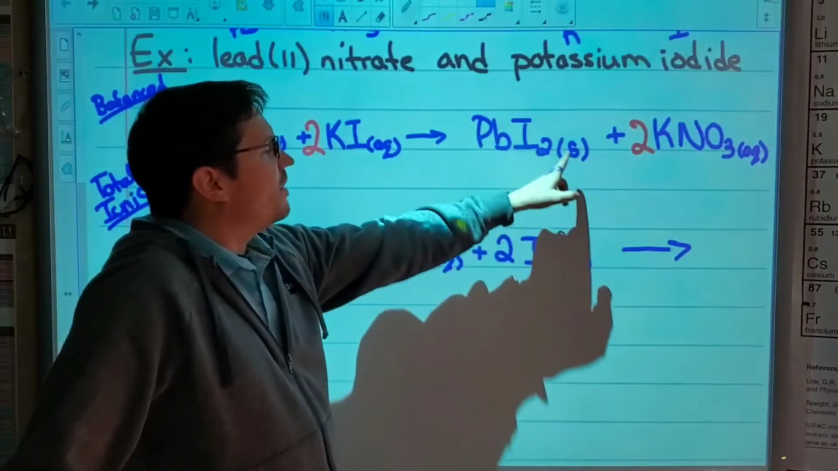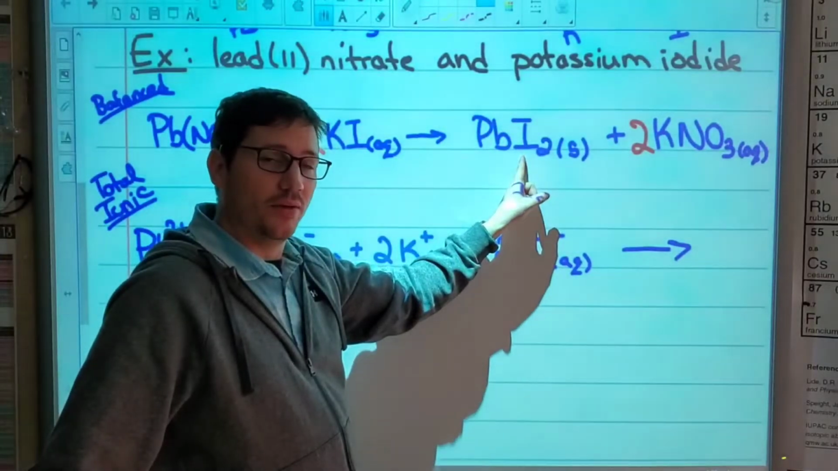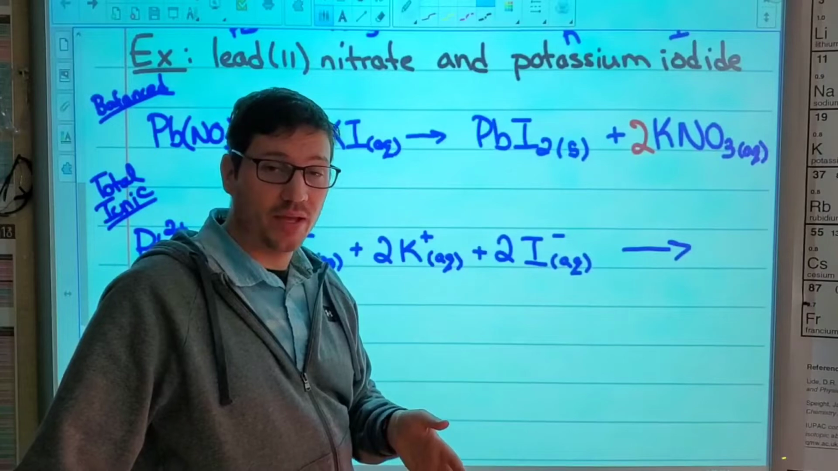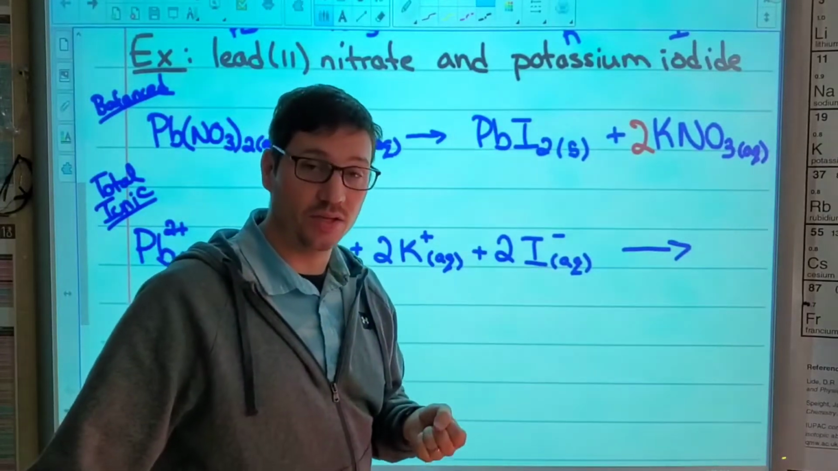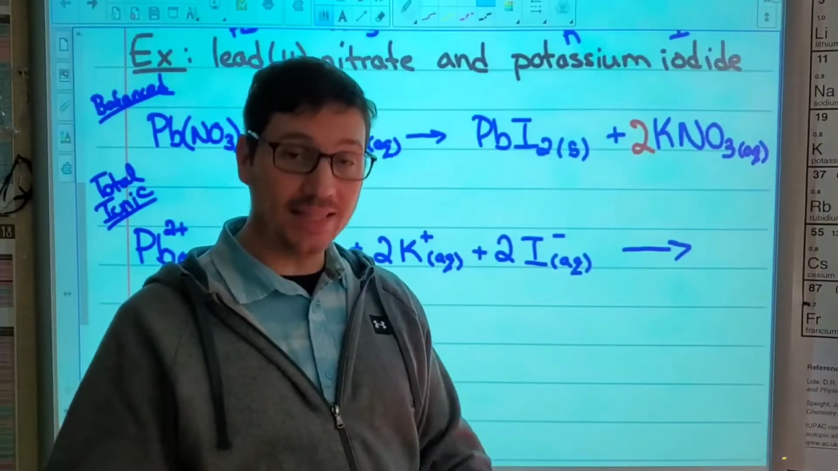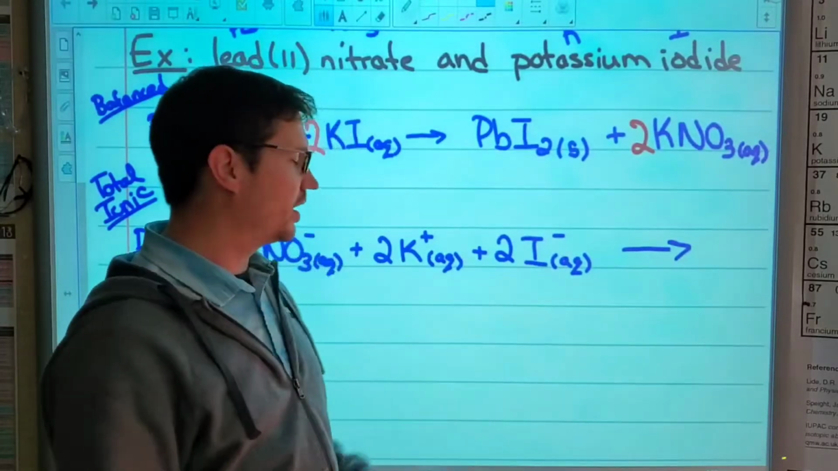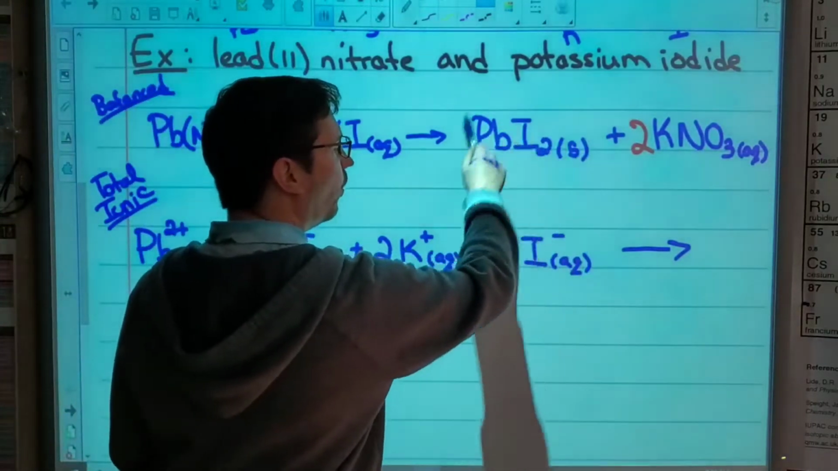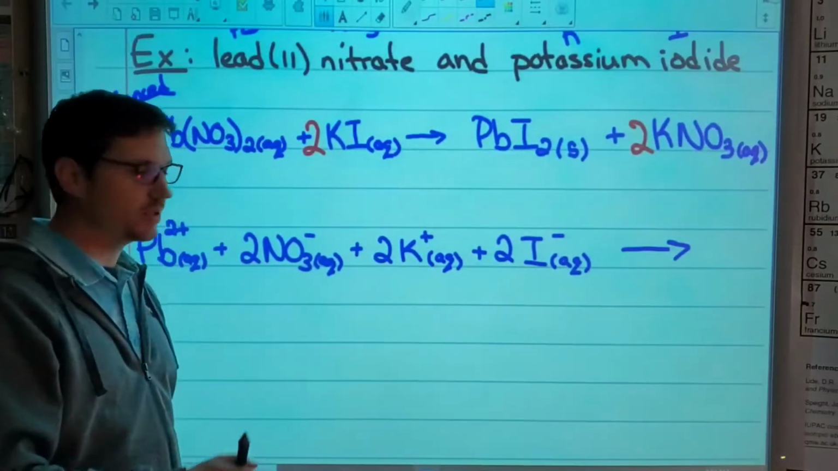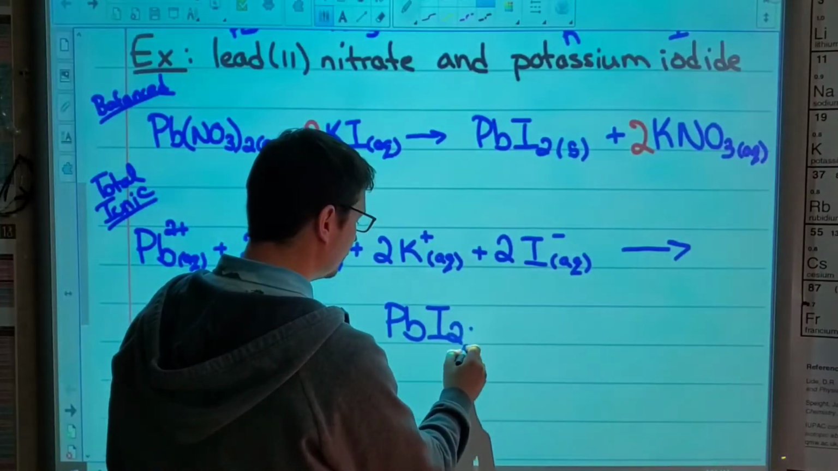Okay, what do we make? Well, we make lead 2 iodide. Are we allowed to split this compound up? No, we're not allowed to split this compound up because it's not a high solubility ionic compound. It's a solid. You saw in the video that it made a yellow precipitate. And that yellow precipitate obviously didn't dissolve. It didn't split up into its ions. So we'll write the whole thing as you see it here. If it's a solid, a liquid, or a gas, you can't split it up. So PbI2 solid.